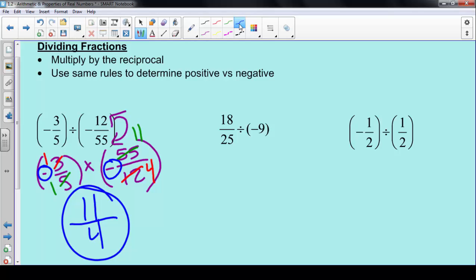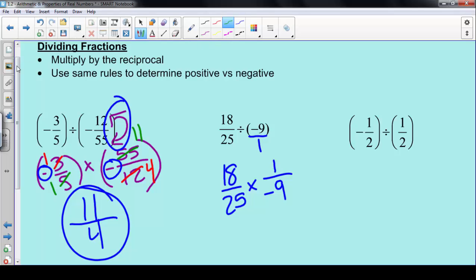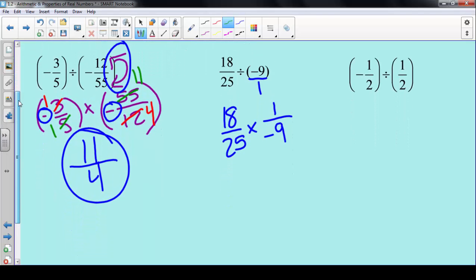Second one, we can go ahead and change this to negative 9 over 1 like we did before. So when we do multiplying by the reciprocal, it's going to be times 1 over negative 9, because we still need to flip the fraction just like we did over here. And now the 18 and that negative 9, we can divide a 9 out from both of them. 18 divided by 9 is 2. 9 divided by 9 is 1. Multiplying across, we get 2 over 25. And it was 1 positive and 1 negative, so our answer is negative.